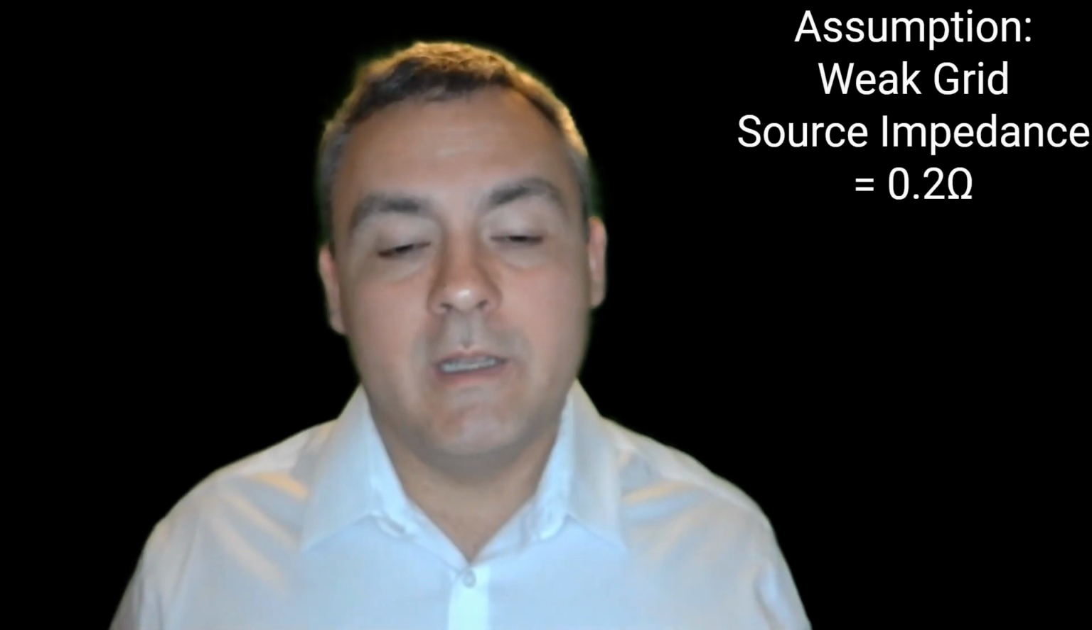Suppose we're connected to a weaker grid, perhaps an on-site generation system. Let's say our source impedance for our grid is 0.2 ohms. We now need to calculate our voltage harmonics and not just our current harmonics. Our voltage harmonics are calculated at the point of common coupling. You'll see I talk about this a lot in a future video when I show software tools for analyzing harmonics. We call the point of common coupling PCC.